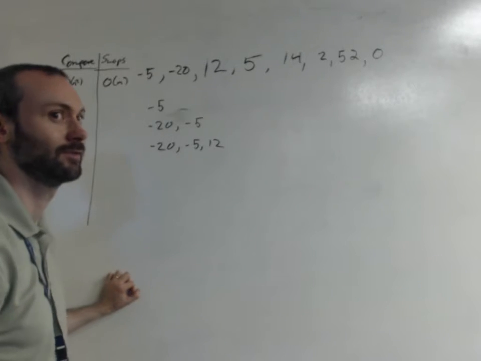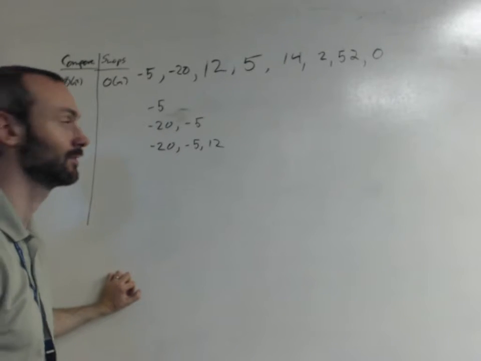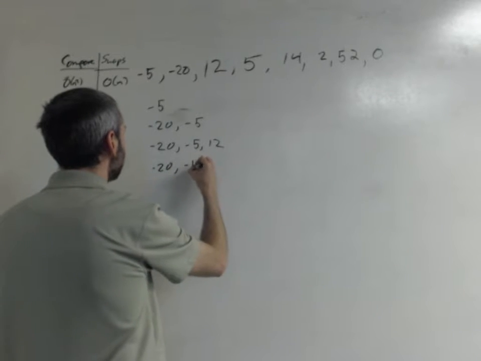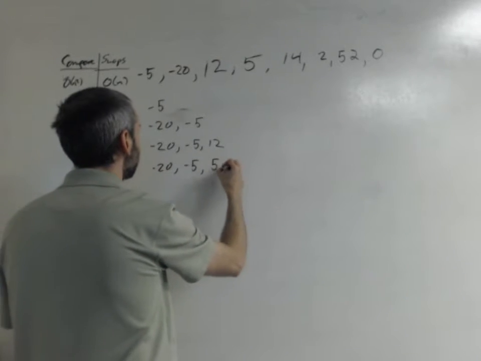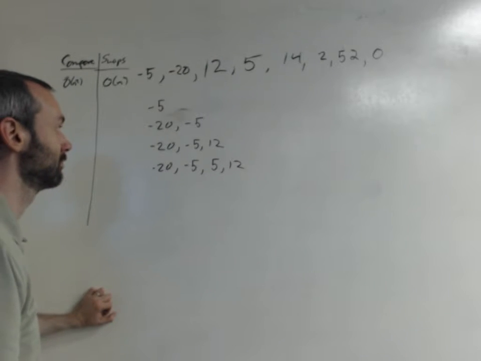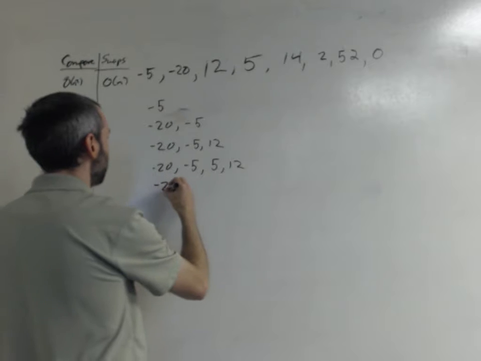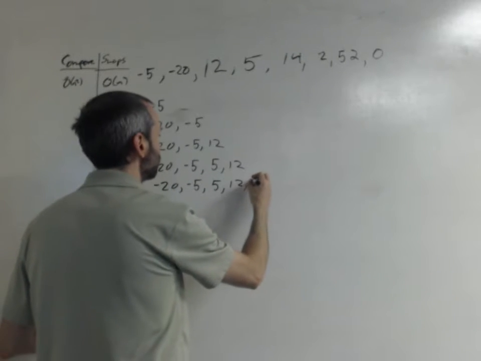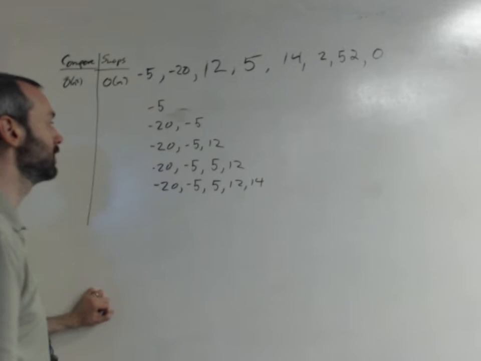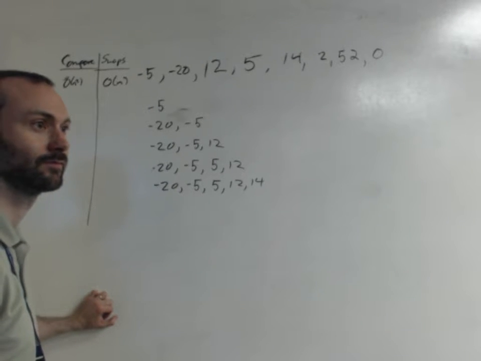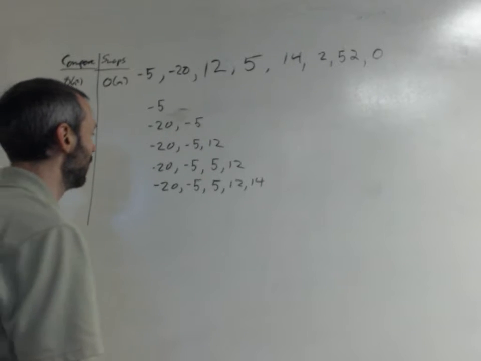Great. Now let's add the 5. It goes in between, right there. How about the 14? The end. Now the 2? In between -5 and 5.